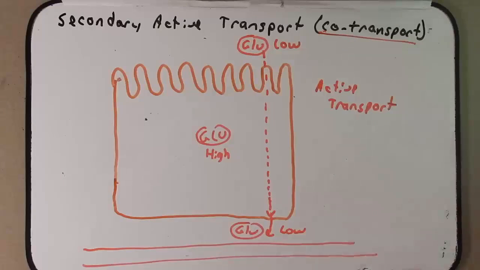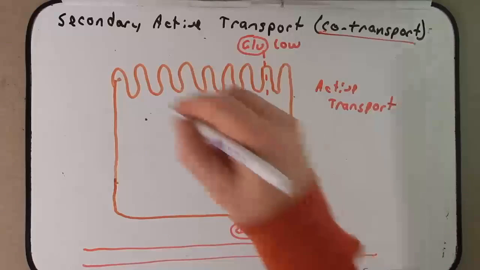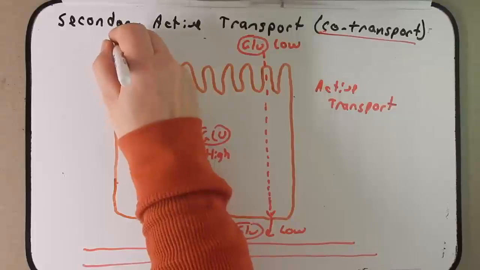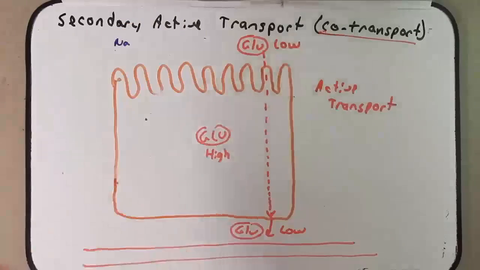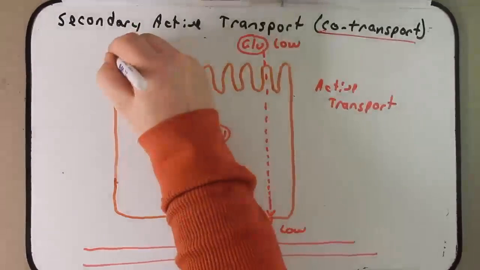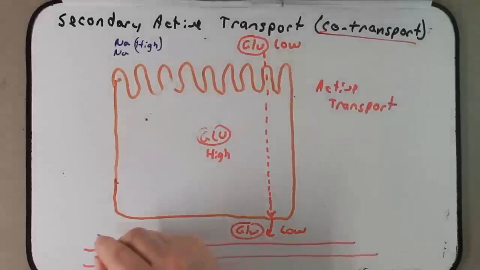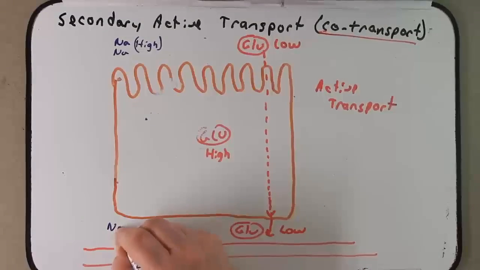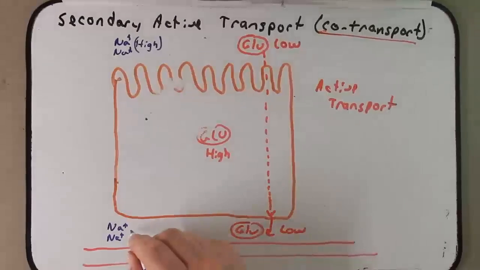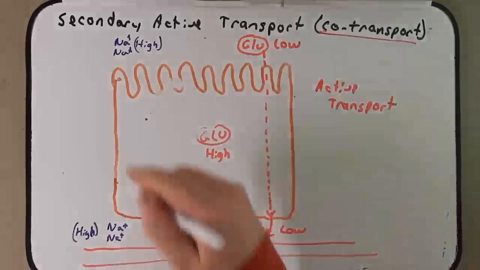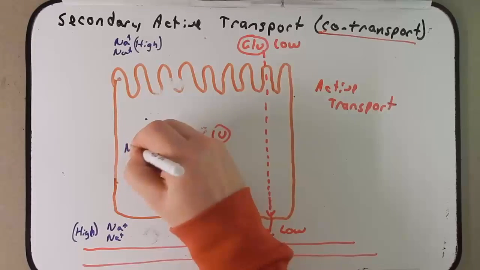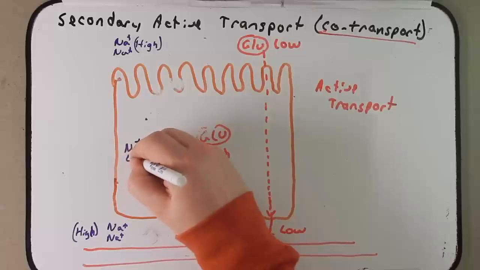Now let's bring back our good friend sodium. Remember what I said on the last slide was that sodium on the outside of the cell was in high concentration. It's also in high concentration on this side of the cell as well. And remember, sodium inside the cell is low.